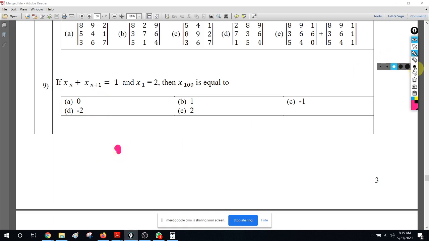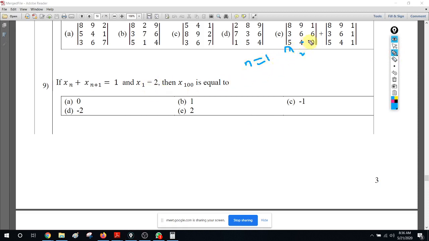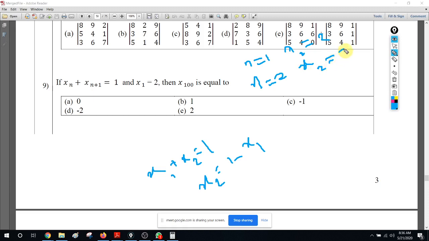Now assume that n equals 1, of course we get x1 equals 2, that is given. Now let's say n equals 2. I'm going to use this relation with n equal 1: x1 plus x2 equals 1. We have x1 from there, therefore x2 equals 1 minus x1. x1 is 2, 1 minus 2 is minus 1. So x2 equals minus 1.